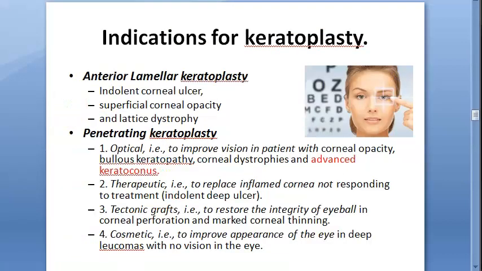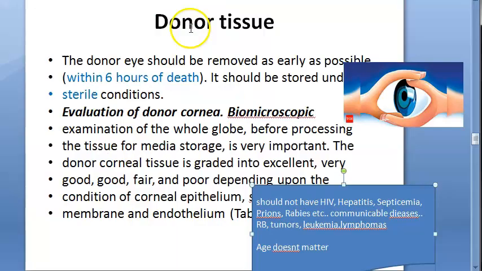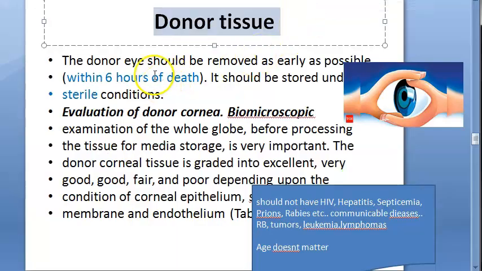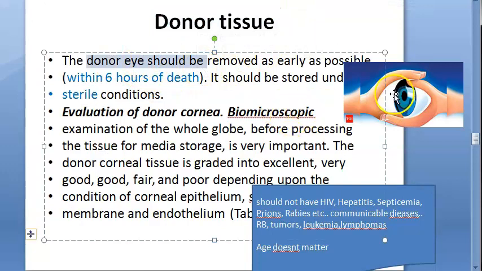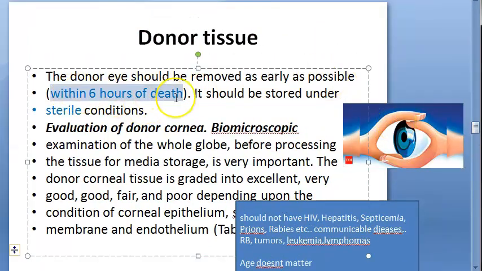So we are done with the indications, guys. Indications are over. Look at this, the donor tissue. Basically, the donor eye is removed as early as possible within 6 hours of death, okay? And it should be stored in sterile conditions. So the eye is removed, they are saying. What is removed? The eye itself is removed.